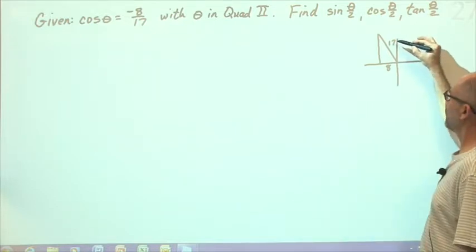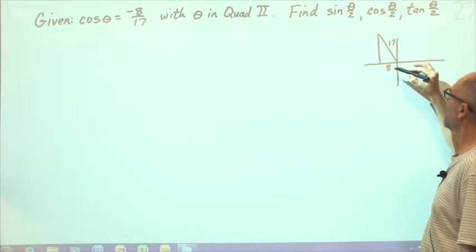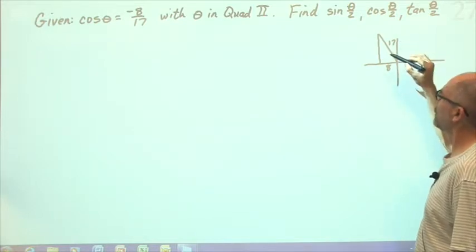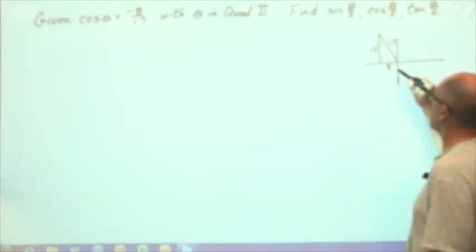So 17 squared is 289, minus 8 squared is 64. So 289 minus 64 is 225, and square root 225 is 15. Or the Pythagorean triple that you know, 8, 15, 17. Now, the 8 is left, so that makes it negative. The 15 is up, so it's positive. So cosine is negative 8/17.